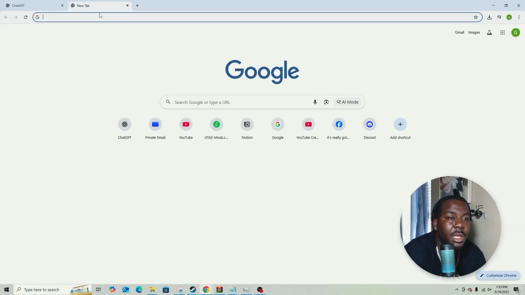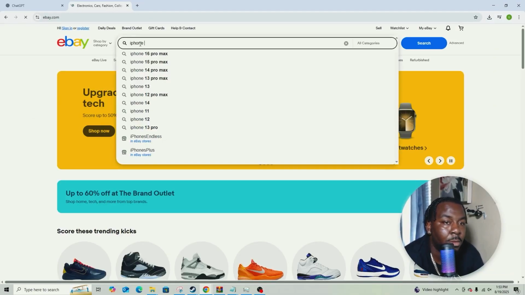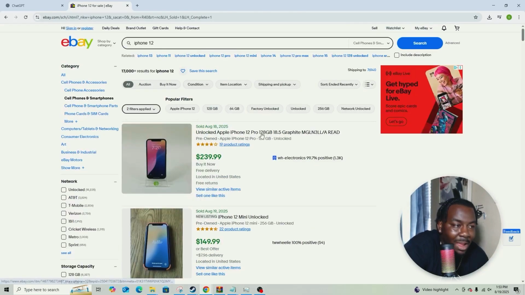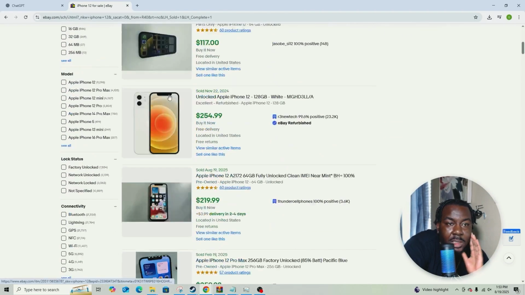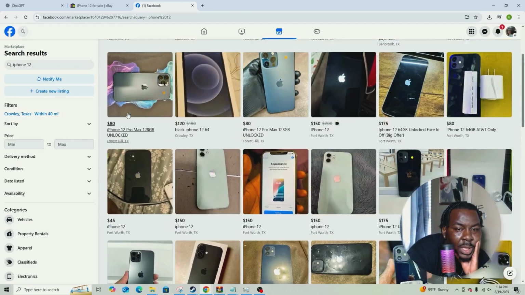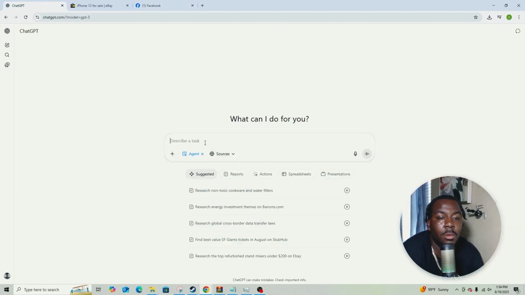All right, now typically in the past, what you would do is come over here to eBay. Let's do iPhone 12. Come over here, filter by sold, kind of get an average of what each thing is going for. You'd have to go to Marketplace, go to iPhone 12, and then kind of scroll through, see what your margins are. Well, now we can ask agent mode, check eBay sold listings.